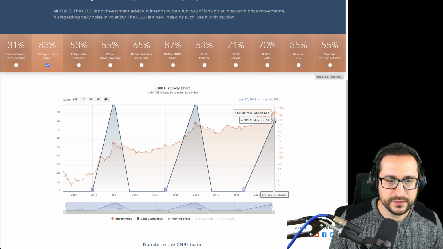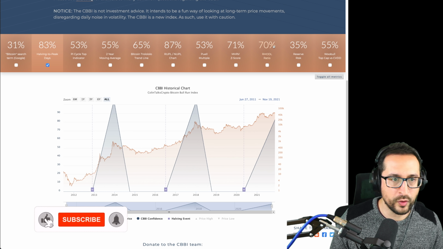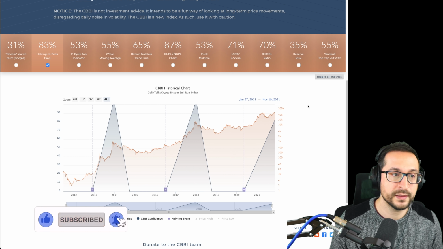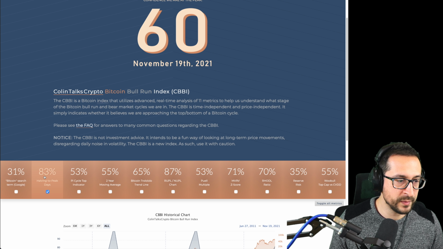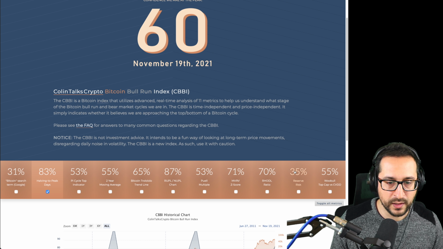In fact, this is giving a confidence at the moment of 83%, the second highest of all these indicators in terms of forecasting that we are getting close to a peak. So this 60 is being pushed up by the higher numbers, of course, here, and it's pushed down by this one and the 50s that we can see here along with the reserve risk.